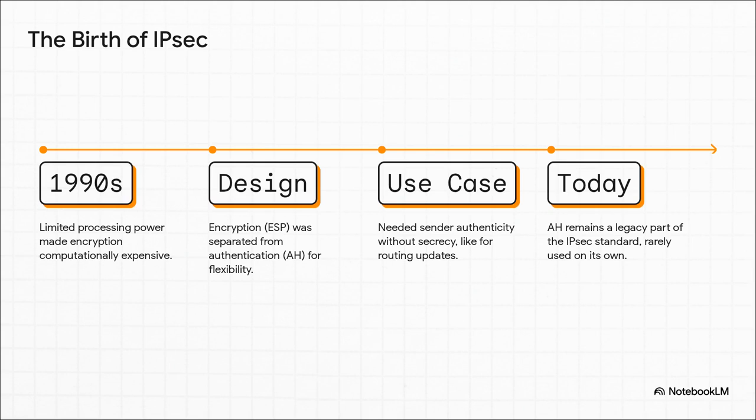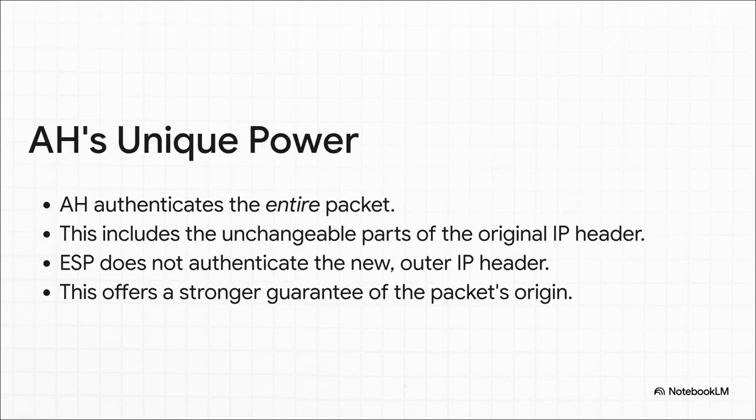So the architects of IPsec made a really smart choice. They split authentication from encryption. This gave network admins a lighter option, AH, for times when you just needed to verify who sent the data, like for routing updates, but you didn't need the extra overhead of making it secret. But it's not just a history lesson. AH has one unique technical superpower.